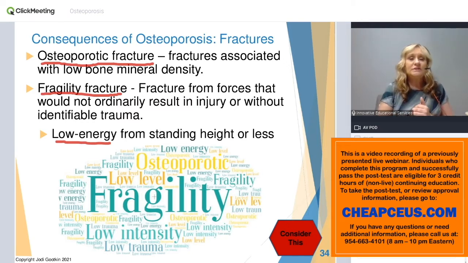This can also be someone just from a cough or a sneeze, that the bone is just too weak to tolerate any excess force on it. What the research is showing is that after one fragility fracture, the individual is at an 86% higher risk of developing a second fracture. And if it specifically is a hip fragility fracture, they're at 2.5 times the risk of a future fracture.